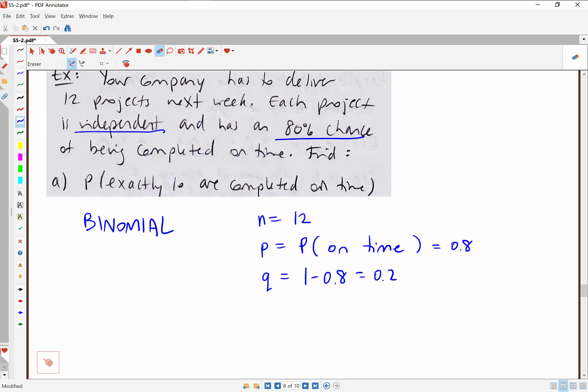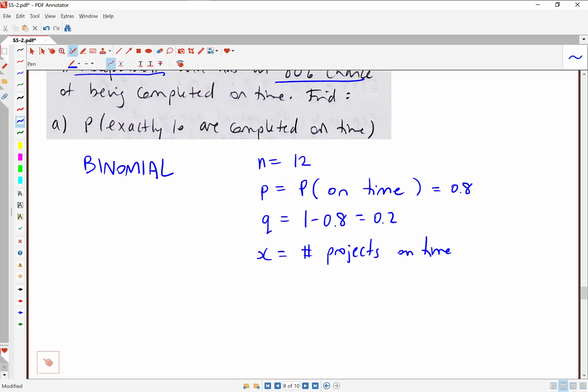Okay, and then the number that we care about is how many are completed on time. So in general, X is going to be your number of successes, but it's better to frame that in terms of the actual problem and say that's the number of projects that are on time. That way we can rephrase the question. Instead of saying probability that exactly 10 are completed on time, we can say we're looking for the probability that X equals 10.